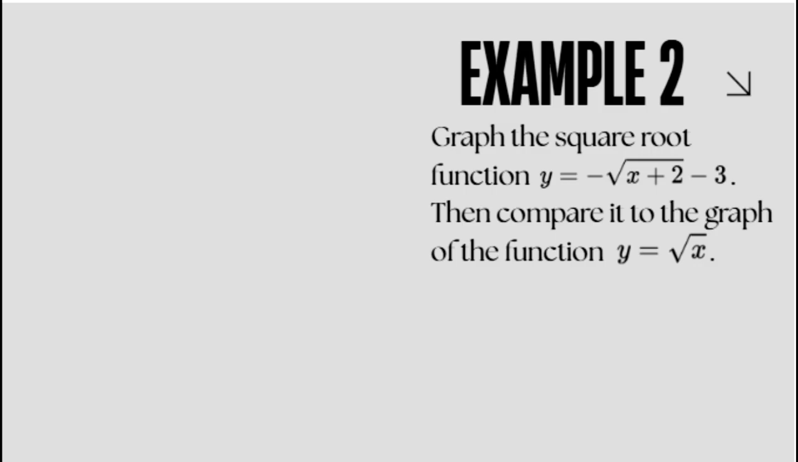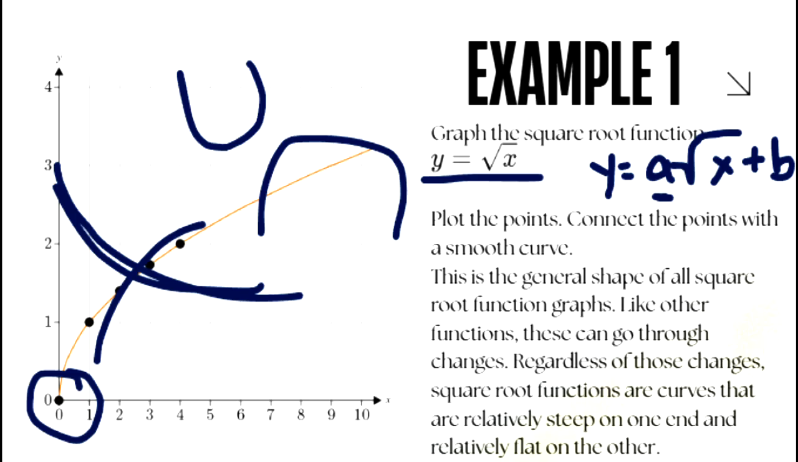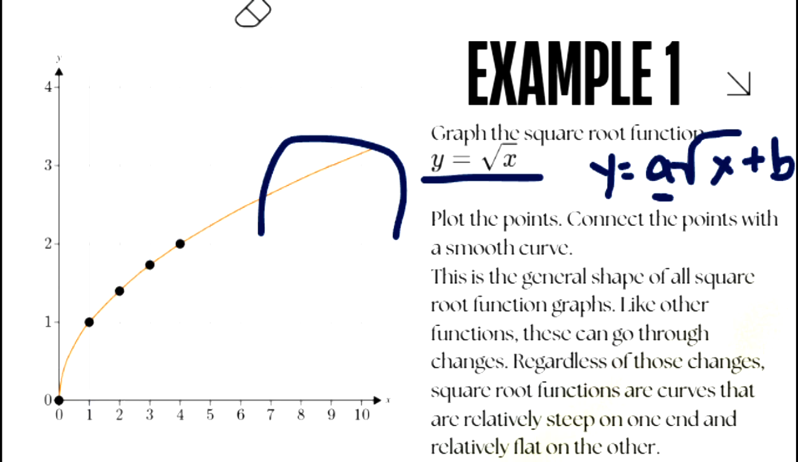Okay? Example 2, graph the square root function y equals negative the square root of x plus 2, and then outside of the square root is minus 3. Then compare it to the graph of the function y is the square root of x. Okay, so this is our a. That tells us that we're going to be decreasing. I'm assuming this is our b, and we already know what the square root of x looks like because we have it here that I drew all over. Okay, we know what that one looks like.